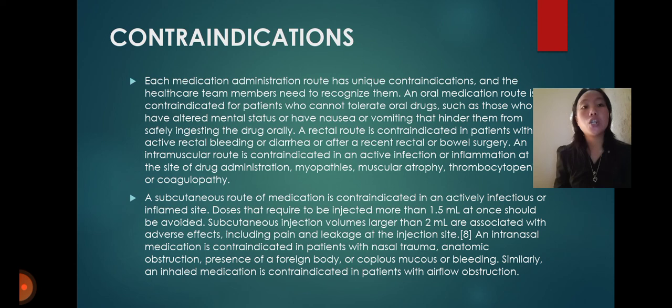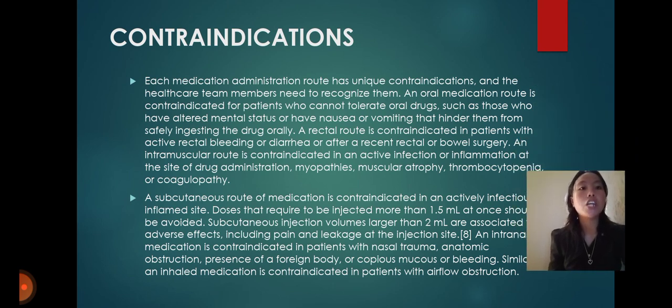Each medication administration route has unique contraindications, and the healthcare team members need to recognize them. An oral medication route is contraindicated for patients who cannot tolerate oral drugs, such as those who have altered mental status or have nausea or vomiting that hinder them from safely ingesting the drug orally. A rectal route is contraindicated in patients with active rectal bleeding or diarrhea or after a recent rectal or bowel surgery. An intramuscular route is contraindicated in an active infection or inflammation at the site of the drug administration, myopathies, muscular atrophy, thrombocytopenia, or coagulopathy.